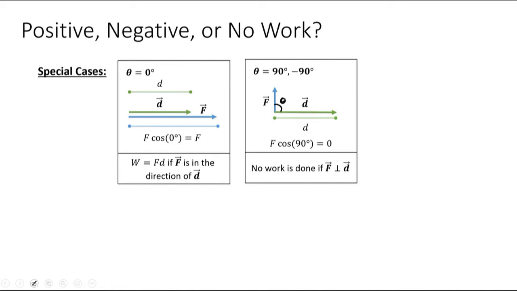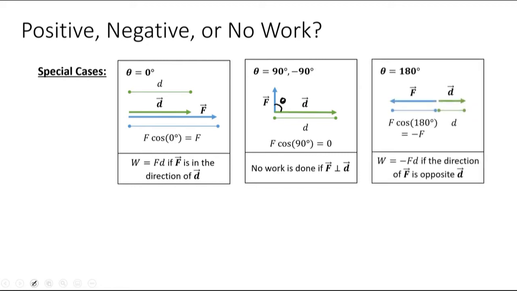Okay, so a really common example of this is the work done by the normal force on an object that's moving parallel to a surface. So that normal force always acts perpendicular to the surface, and if your object is moving along the surface, then those two things, the displacement and the force, are always going to be perpendicular to each other. And so the normal force does not do any work when the object is moving parallel to the surface.